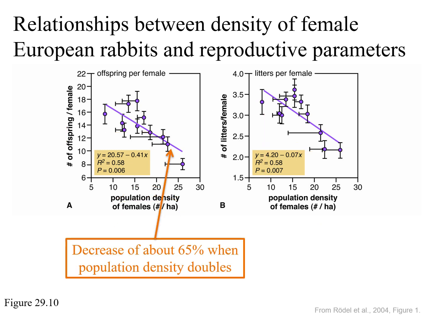Just to put a point on it, there's about a 65% decrease in the number of rabbits born when the population density doubles. So double the population and you more than halve the reproductive output.